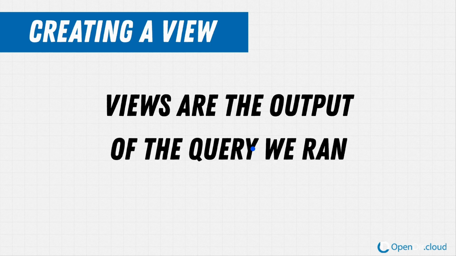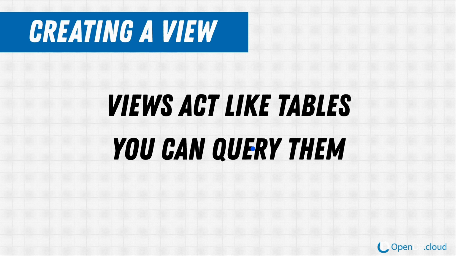Views are the output of the query we ran. This is very important to remember. We're trying to be as basic as possible here. We're trying to kind of store what we ran. So views are the output of the query we ran. Also something to note, views act like tables, so you can query them.